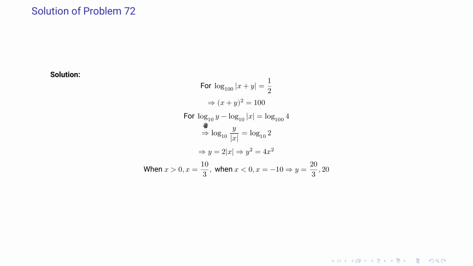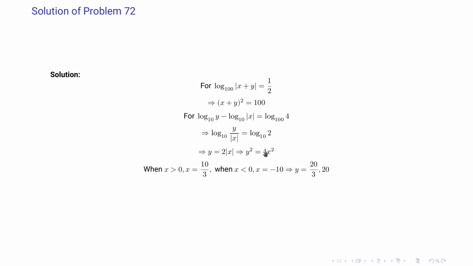Now the right hand side: log of y with base 10 minus log of mod x with base 10 is equal to log of 4 with base 100. So the left hand side becomes log of y by mod x with base 10, and the right hand side can be written as log of 2 with base 10, because this is 2 square and this is 10 square. So when both squares are removed, they will cancel each other. So from this we can say that y is equal to 2 mod x. That is, y square is equal to 4x square.